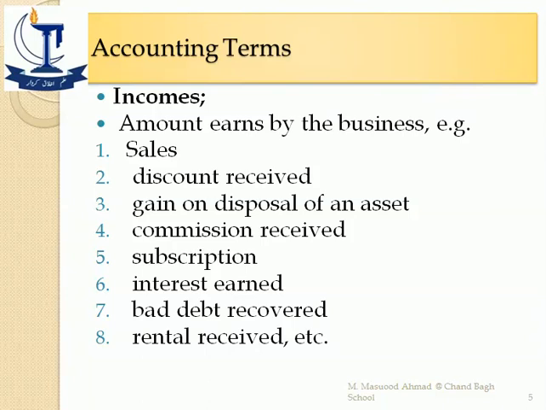Bad debt recovered: previously, you wrote them off as a bad debt, but after some time, they come up with money and give the money back to the business and say, okay, it's your amount. And this is income of the business. Rent received: if some part of the building is rented out to a tenant, the amount received by the business is known as income. So here we have discussed three heads of account.